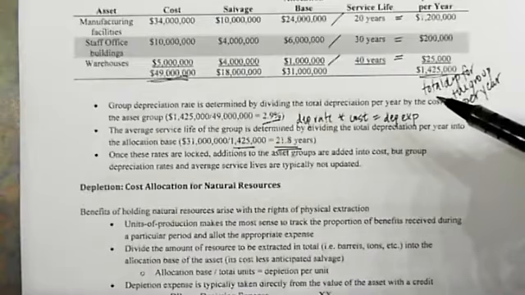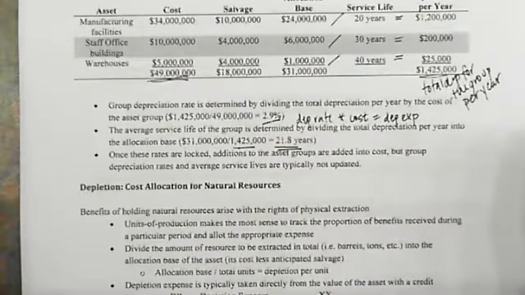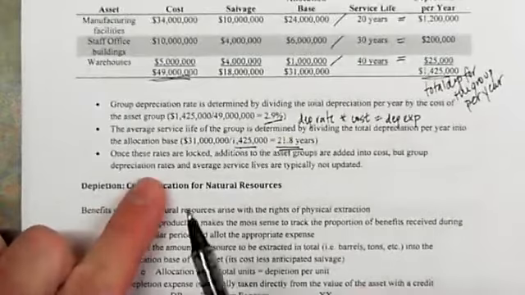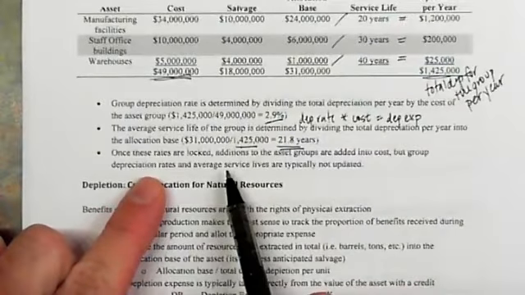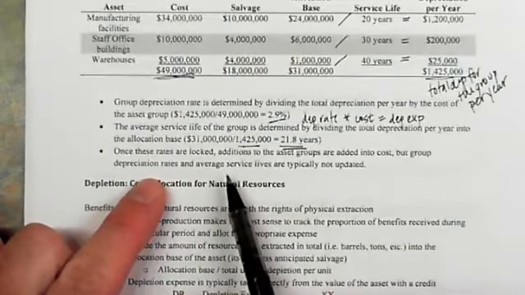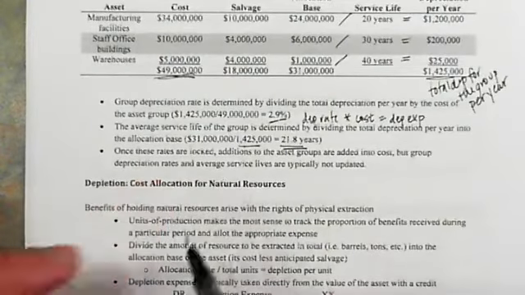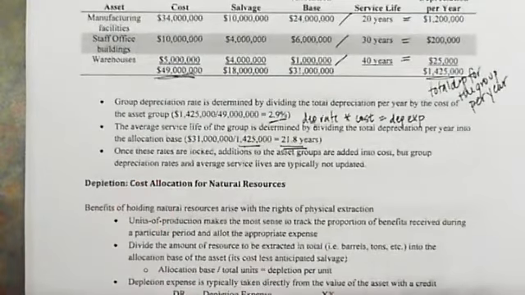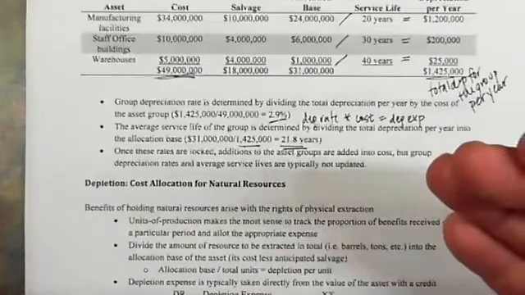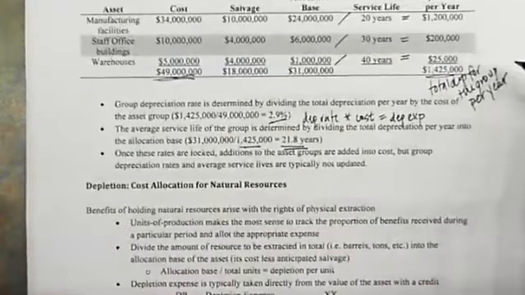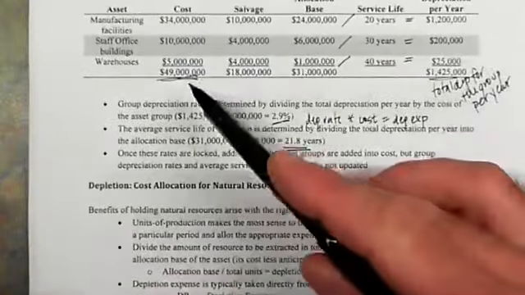And once these rates are locked, additions to the asset groups are added into cost, but typically, and interestingly, we do not update the depreciation rates or the service life of our overall group. We might do it on a yearly basis, but we're not going to do it on a consistent basis where it's changing mid-year because we added another facility. We'll calculate the same depreciation that we would have, just apply it to the new cost.